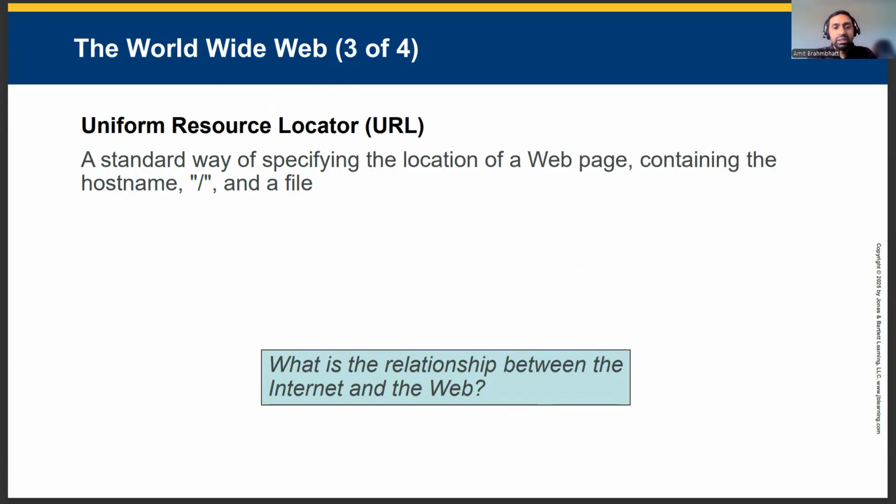A key question here is the relationship between the internet and the web. The internet is the physical and logical network, while the web is just one application that runs on top of it. Email, video streaming, and online gaming all use the internet but aren't part of the web.